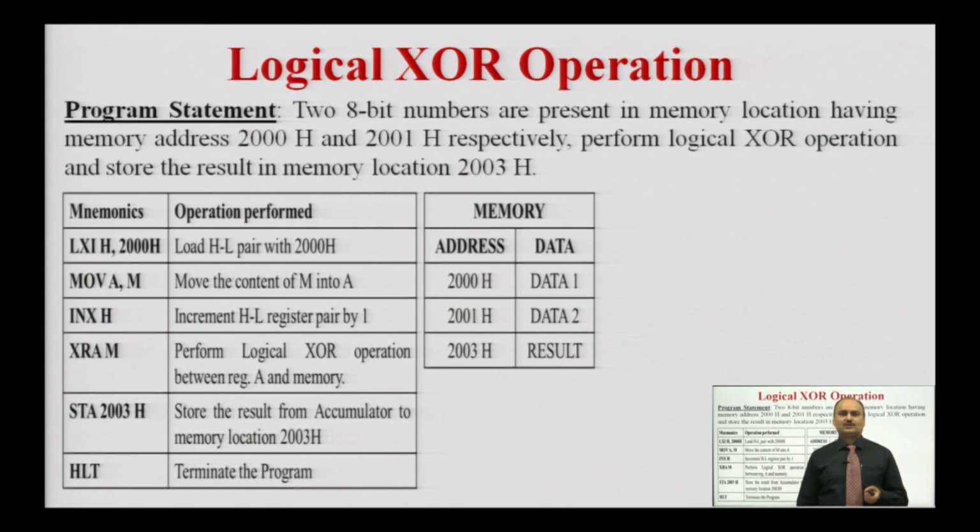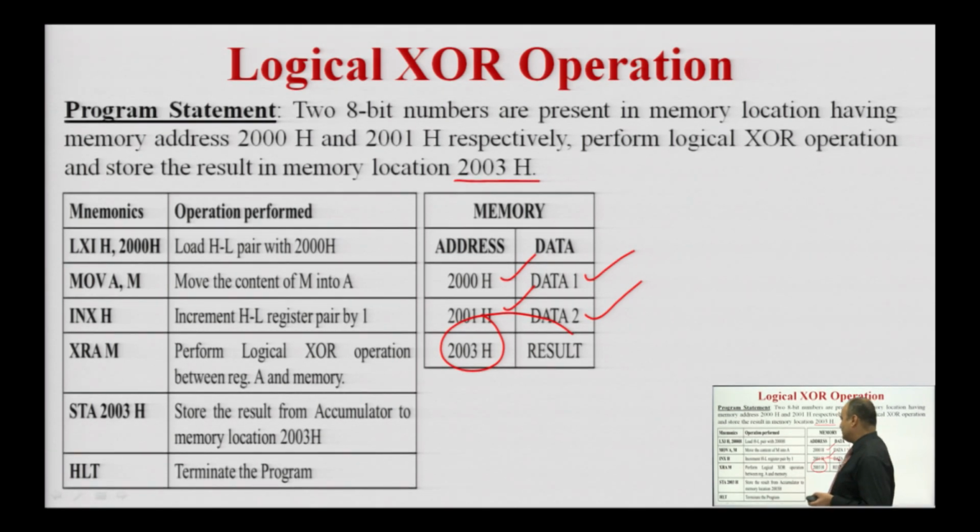Next is the logical XOR operation. Here two 8-bit numbers are present in memory locations having addresses 2000H and 2001H respectively. Perform the logical XOR operation and store the result in the memory location having address 2003H. Again, data 1 and data 2 are present in memory locations 2000H and 2001H. After performing the logical XOR operation bitwise, we need to store the result of the operation into the memory location having address 2003H. So, this is the requirement of this program.